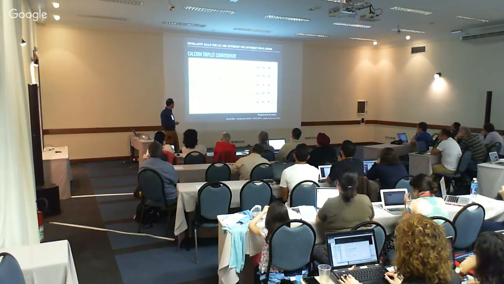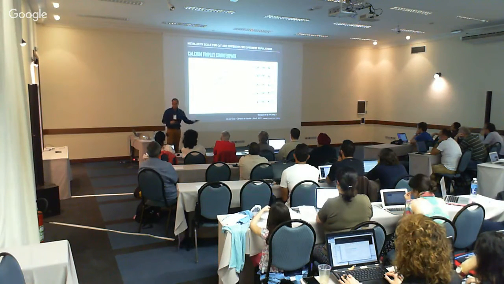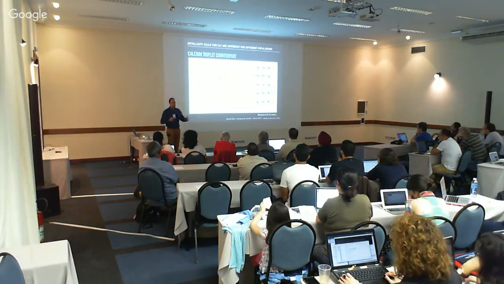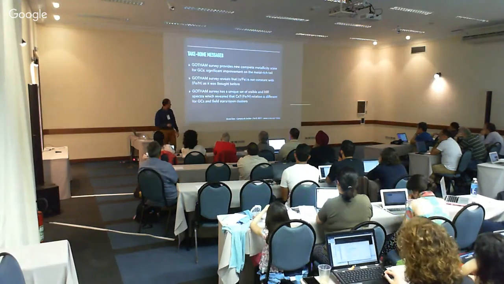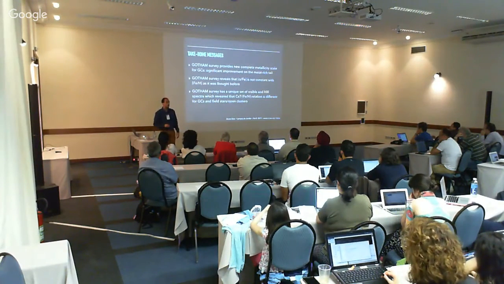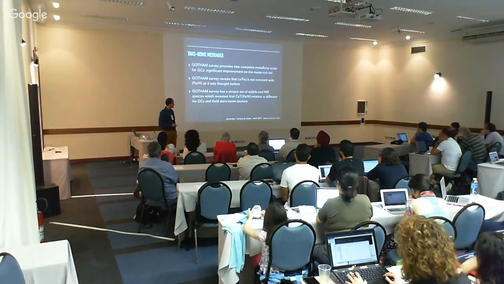So the point is that if you want to go to other galaxies, they also have different chemical enrichment patterns, and so on. So if we want to do that, we have to first calibrate everything. Otherwise, it can bias the results and so on. So just a take-home message: we have a new metallicity scale, improved in the metal-rich regime.